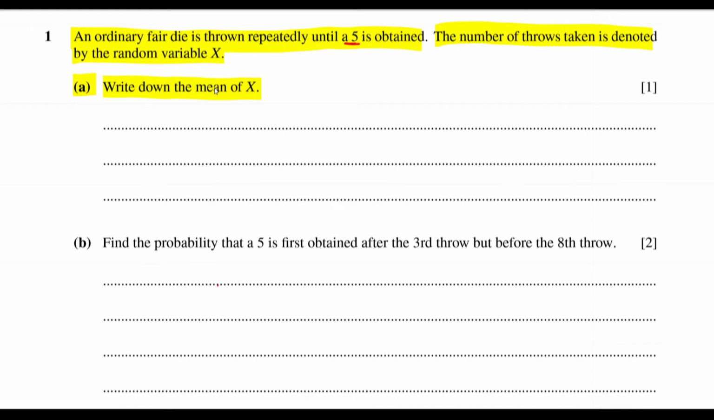So the success probability for geometric, since geometric is Geo(p), where p is the success probability, and here the success probability is getting a 5 from the dice. So we know it is 1/6, and the mean of a geometric distribution is simply 1 upon p. For geometric distribution, it is always going to be 1 upon p. So the reciprocal of 1/6 is simply 6. So the mean of x is 6.